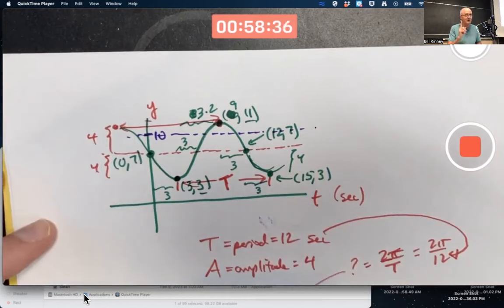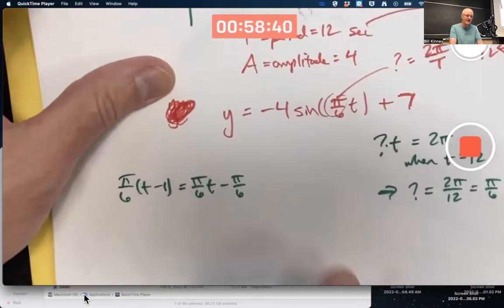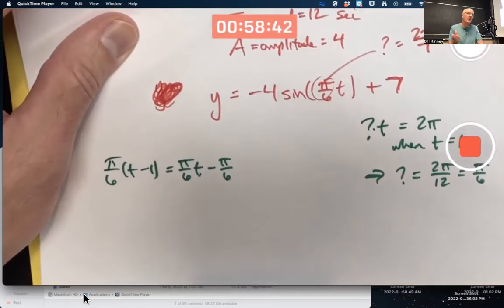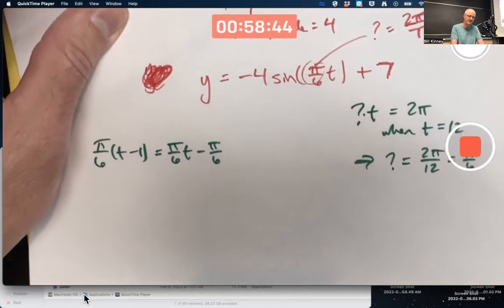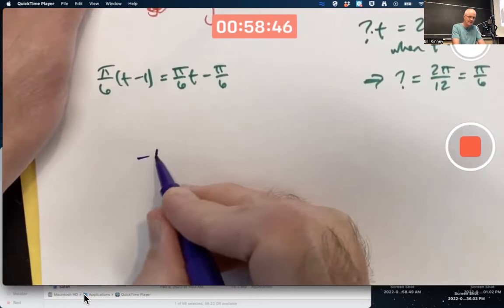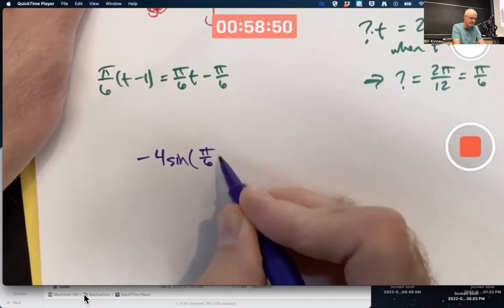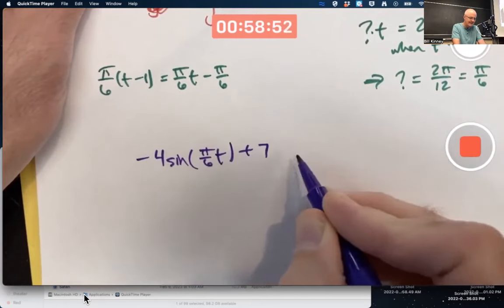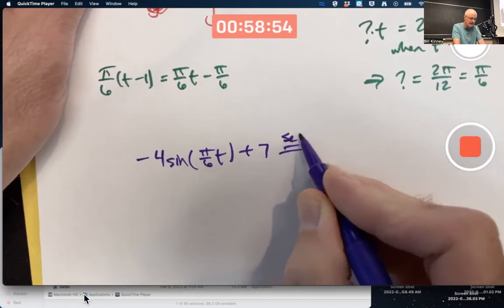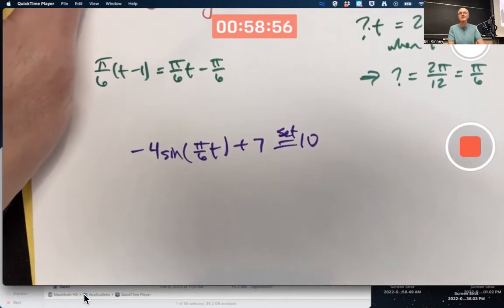I just want one answer, though. That'll be good enough. So I'm really wondering, when does this function equal 10? What's one value of t where it equals 10? So it's a matter of taking that function, -4 sine of pi over 6 times t plus 7, and setting it equal to 10 and solving for t.